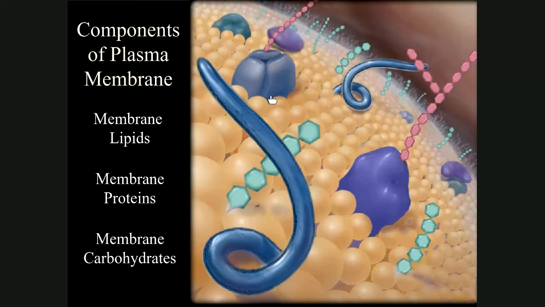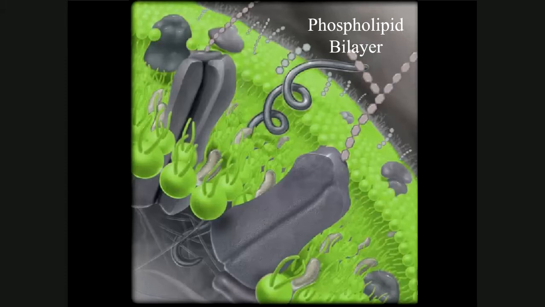So here you can see membrane lipids, membrane proteins, and membrane carbohydrates. These are the components of a plasma membrane. This represents our phospholipid bilayer. So we have polar hydrophilic heads, and they are attracted to water. They lie on both the inner and the outer surfaces of the plasma membrane.